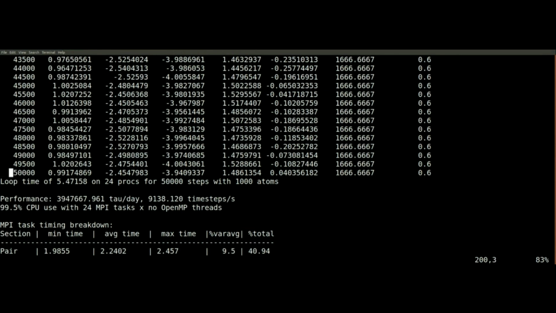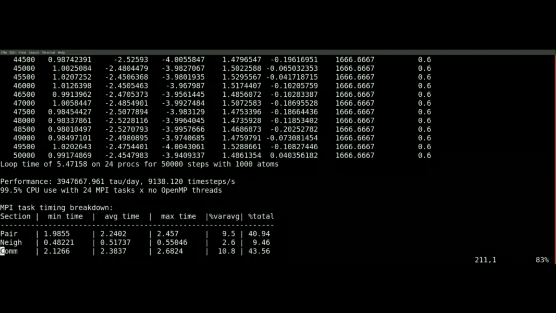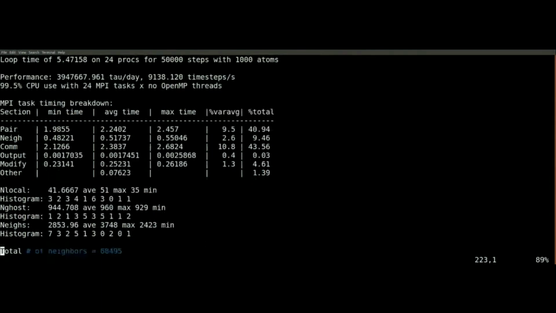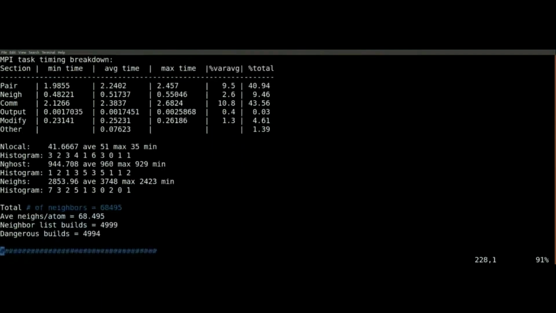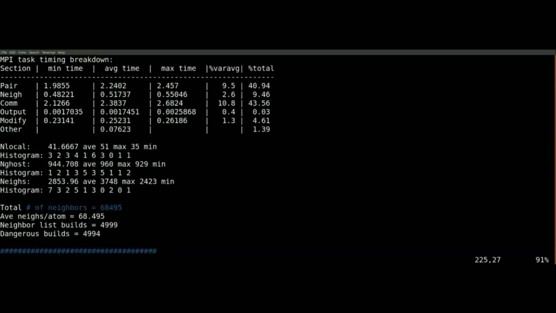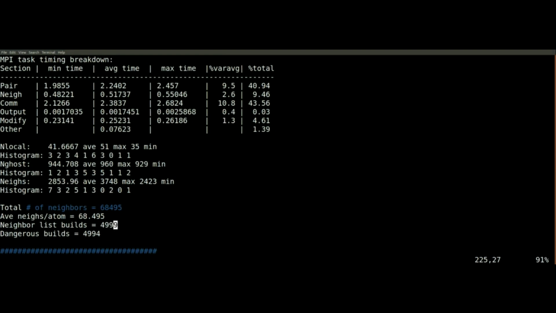So 50,000 time steps, and the information at the bottom of the output from LAMMPS tells you the number of times that the neighbor list was built, which is 5,000 or 4,999. That plus or minus 1 is to do with when it starts counting the first time step.